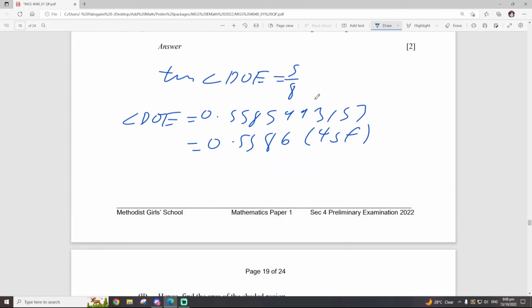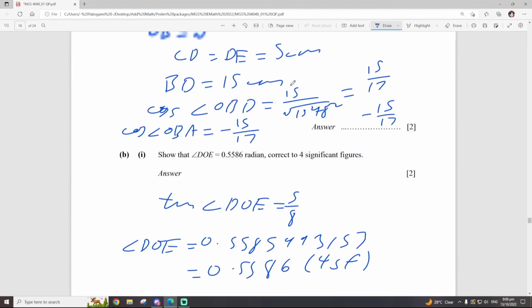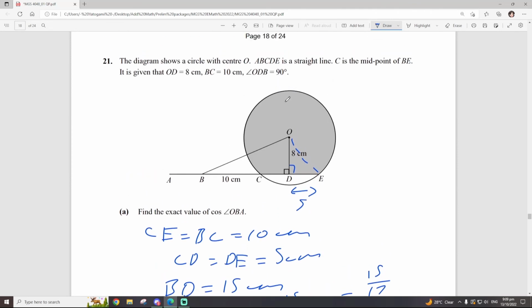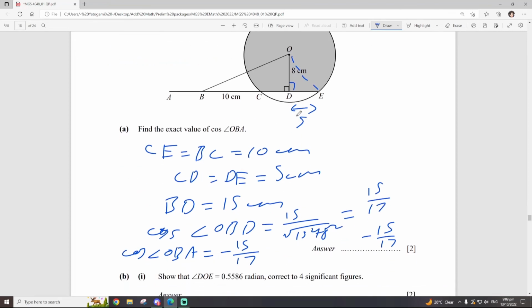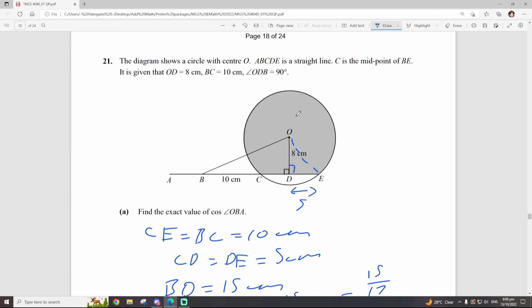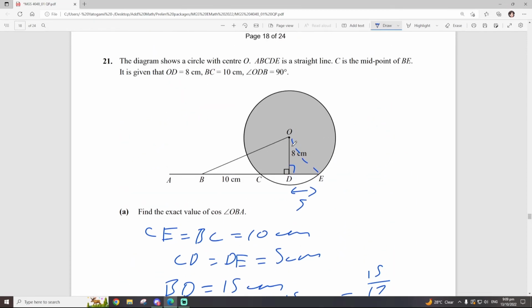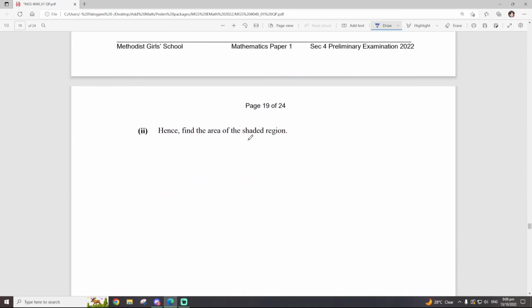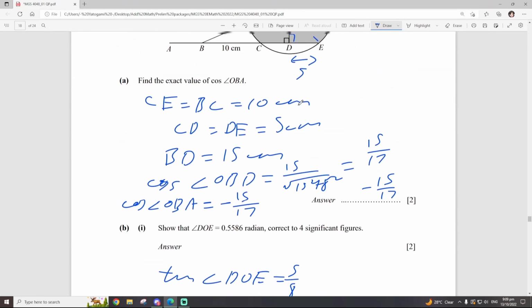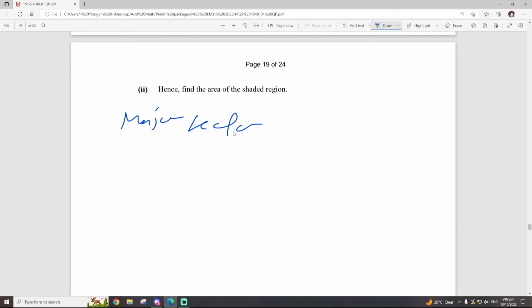Okay. Hence find the area of the shaded region. Okay. It's a major segment. We have an area of triangle plus major sector. So they asked us to find it to 4 SF to help us later because we want a greater accuracy to find the area of a sector. Okay, so major sector is what, COE, is it? Yeah, I think so. COE is half r squared theta.